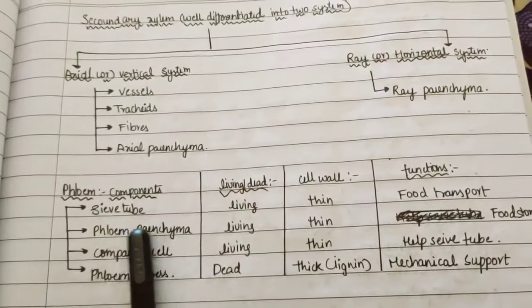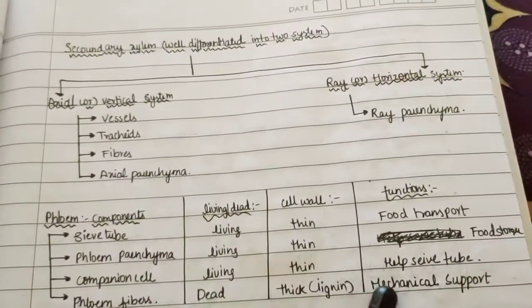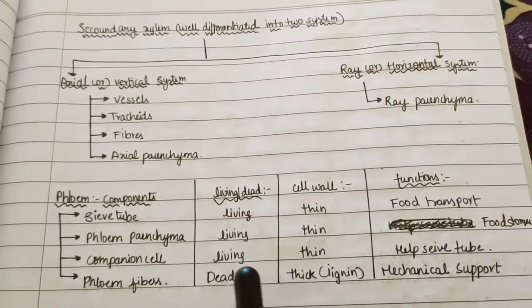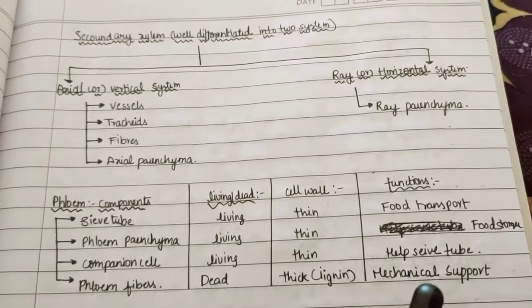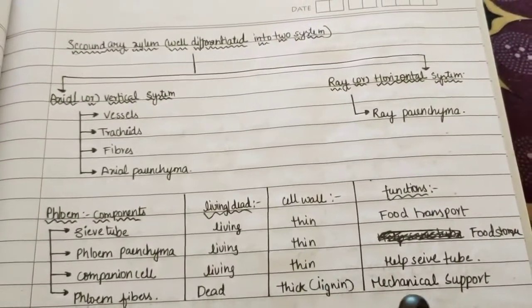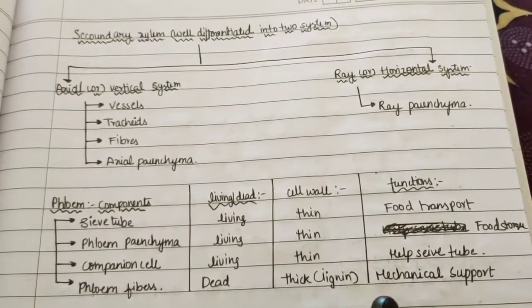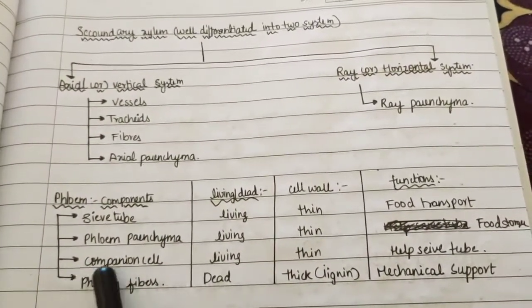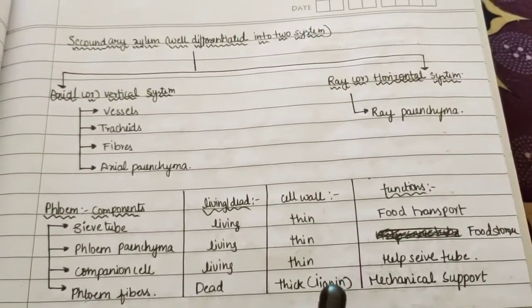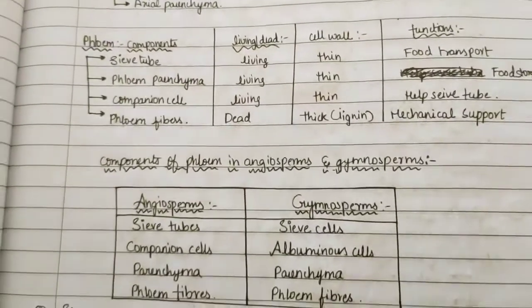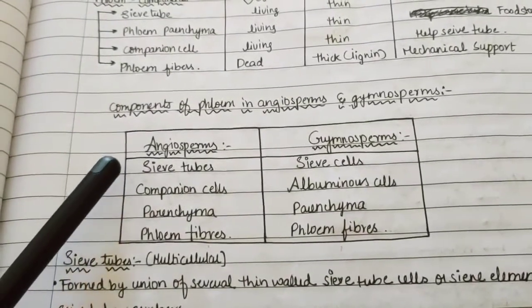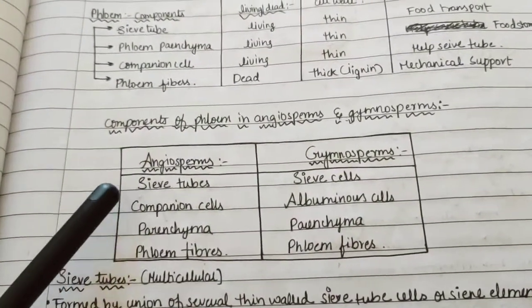Then phloem, the components of phloem and characters between them. Sieve tubes are living, have thin cell wall and function in food transport. Phloem parenchyma is living and has thin cell wall, which helps in food storage. Companion cells are living, have thin cell wall and help sieve tubes in food transport. Then phloem fibers are dead cells which have thick cell wall made up of lignin, which are helpful in mechanical support.